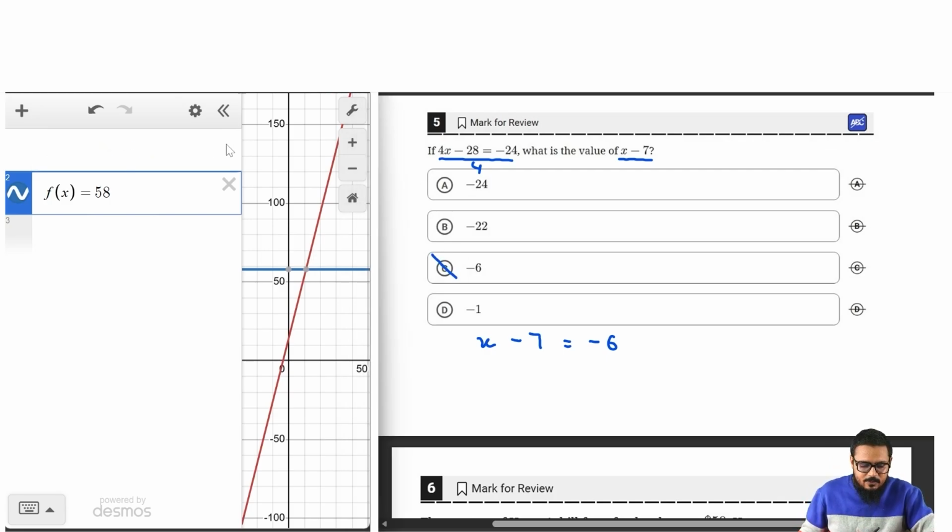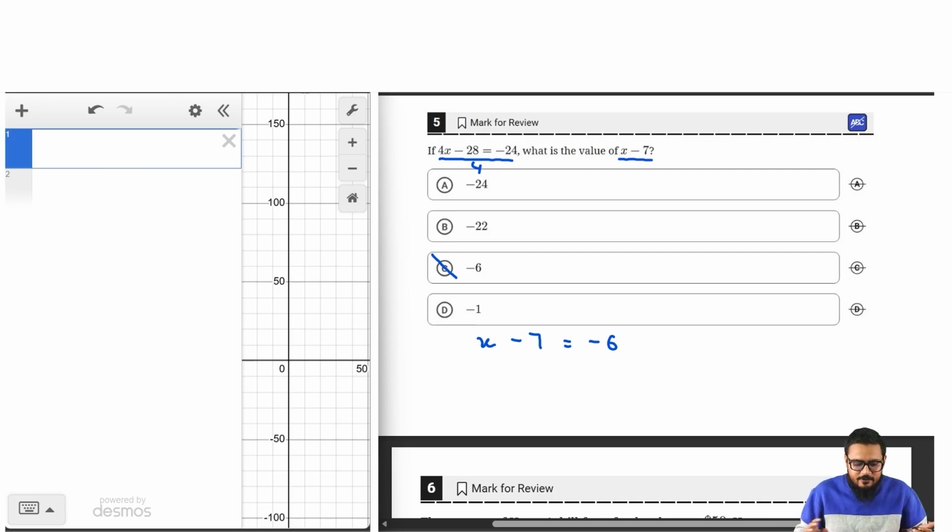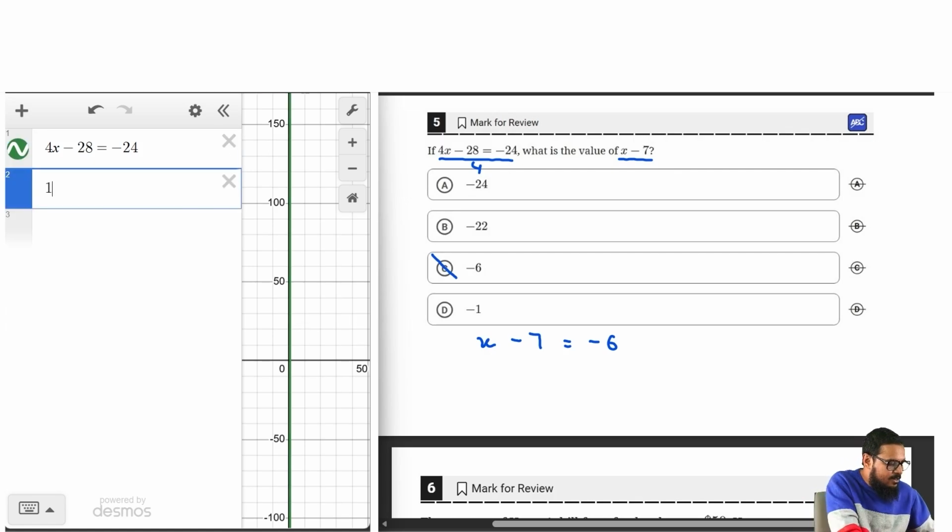You can do this on Desmos as well, but obviously you're going to figure out the value of x first. So if we have the equation 4x minus 28 equal to minus 24, let's figure out what is the value of x that I'm getting. I'm getting x as 1, but I don't have to calculate just the value of x. I actually have to calculate the value of x minus 7. So I'm doing 1 minus 7, and that would come out as minus 6, since I know that the value of x is 1. So 1 minus 7, that's the right answer through the Desmos method.